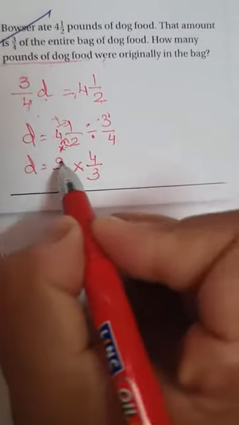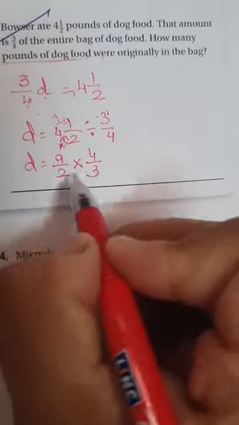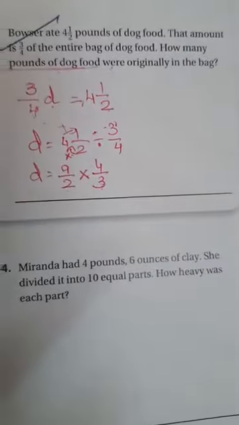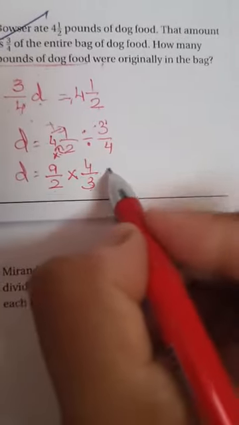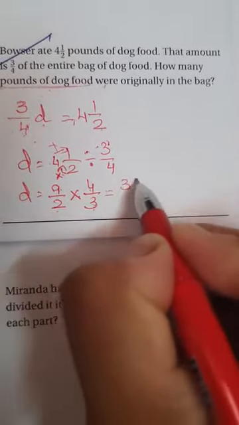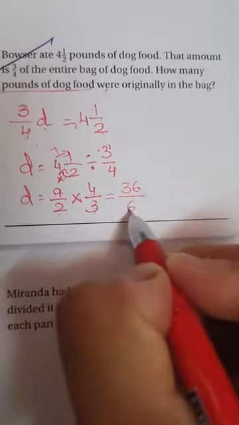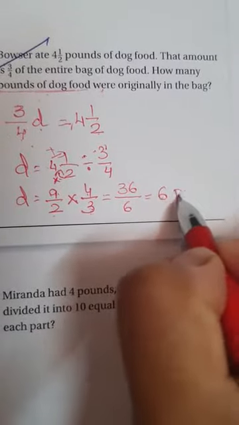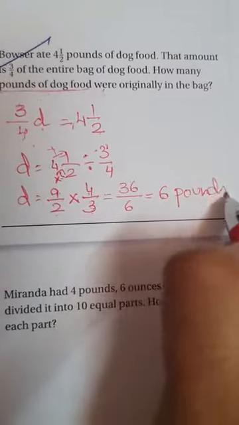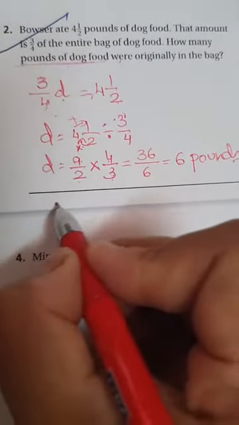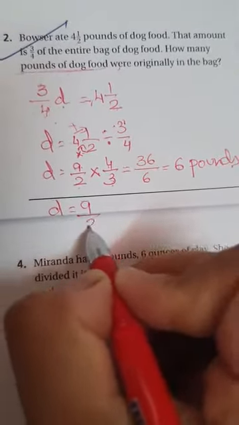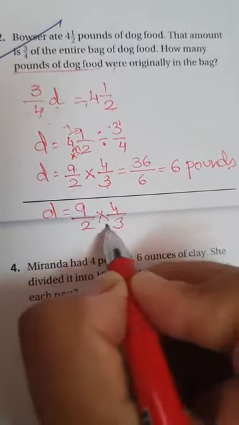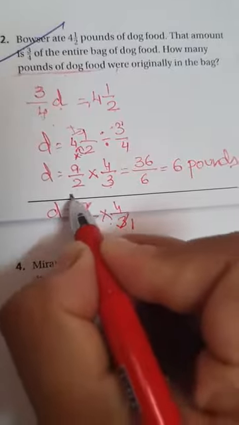You can cancel these both with 3 and this both with 2. Now I'm just doing this for those who are finding it difficult to cancel. So 9 4s are 36, 3 2s are 6. So 36 divided by 6 is going to give you 6 pounds. Else, if you are cancelling, I will also show you for those who use the cancelling method. You can cancel each of them with 3.